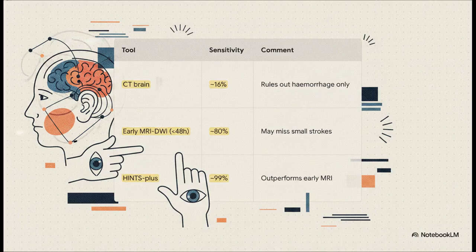A non-contrast CT scan has a sensitivity of about 16% for a posterior fossa stroke. That basically makes it useless for ruling one out. Even an early MRI, the supposed gold standard, can miss up to 20% of small brainstem strokes in the first 2 days. Now compare that to the HINTS Plus exam, with a sensitivity approaching 99%. Let that sink in. Your hands and your eyes are more sensitive than an early MRI scan.